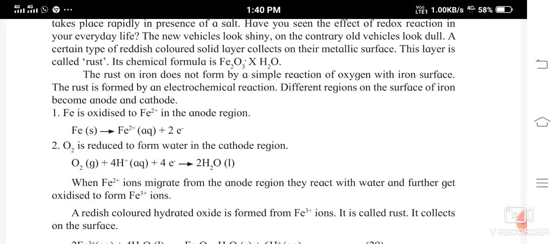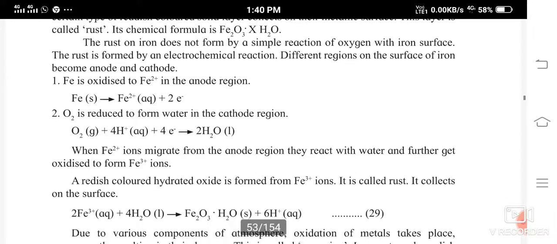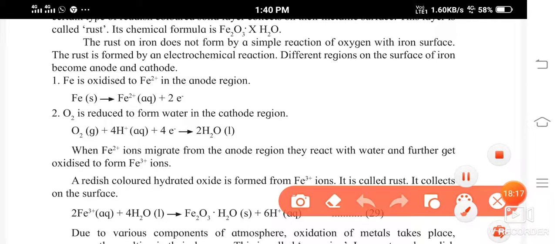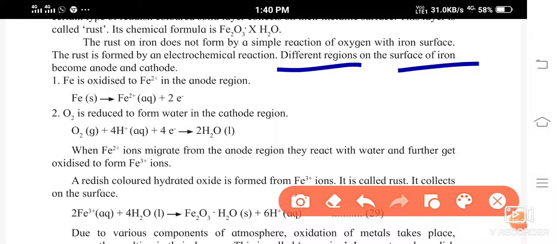The rust on iron does not form by a simple reaction of oxygen with iron. The rust is formed by an electrochemical reaction. It's not a simple reaction where iron combines with oxygen and rusting takes place. No, it is formed by an electrochemical reaction. Different regions on the surface of iron become anode and cathode. So what is going to happen? Different regions on the surface of iron will become anode and cathode.